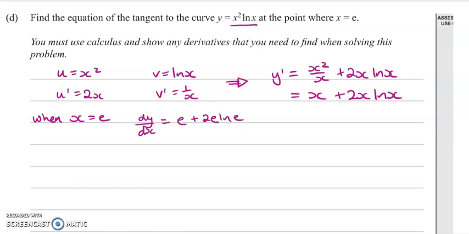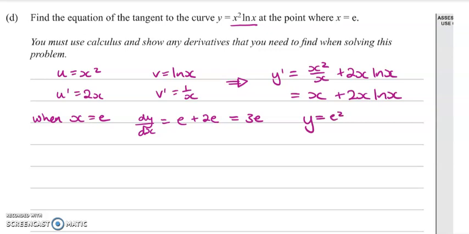So ln e is just 1, so that cancels out like that, and we just get 3e. The other thing we need to know is the y value when x is e, so we can put it into the equation of a straight line. So when x is e, we get e squared.